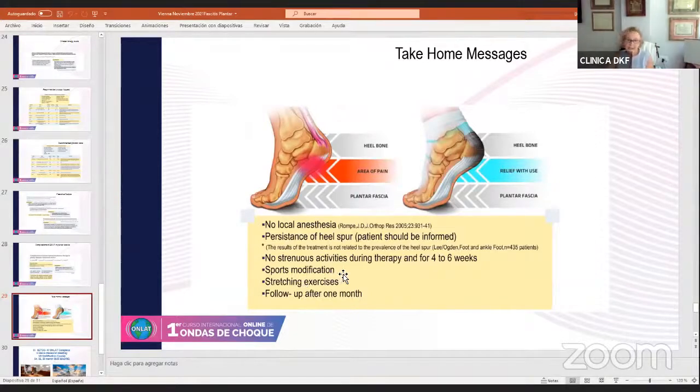We should take care of sports modification. Stretching exercises should be done during treatment and after, and a follow-up of 1 month.